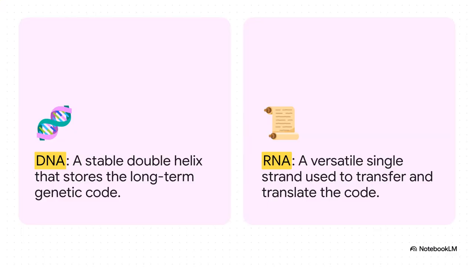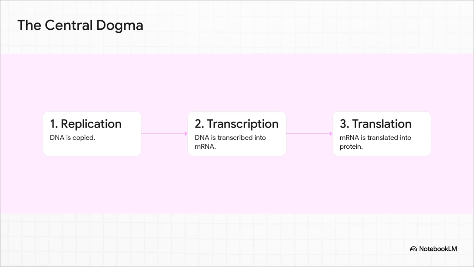You've got DNA, the master copy. It's a super stable double helix that keeps the genetic code safe for the long haul. Think of it as the original blueprint locked away in a vault. Then you've got RNA. It's more of a versatile, single-stranded molecule. It's like the working copy, the photocopy of the blueprint that you can actually take out to the construction site to get work done.